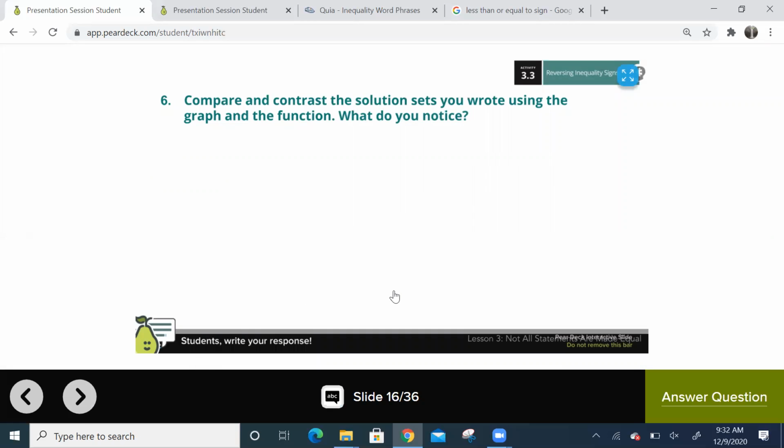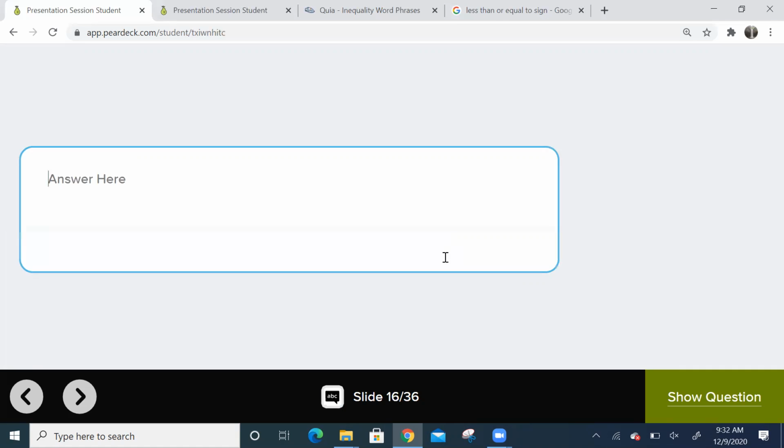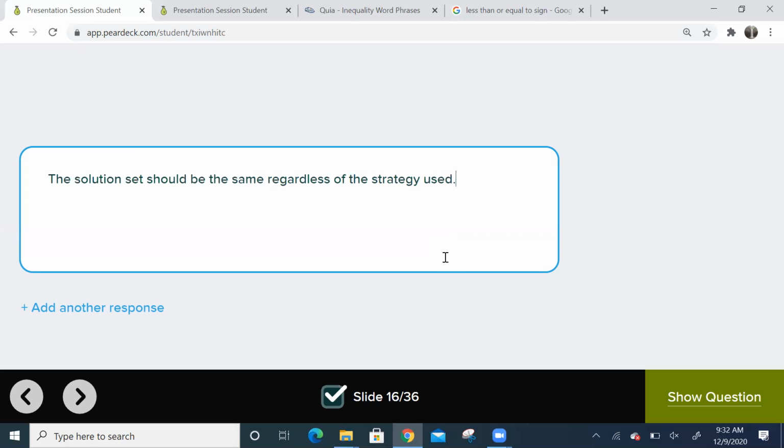So compare and contrast the solution set you wrote using the graph of the function. What do you notice? Well, we got the same answer. So that's the important thing. It doesn't matter what way you use, the graphing or the solving algebraically. So the solution set should be the same, regardless of the strategy used. Okay, so even if you graph it or if you solve it algebraically, it should be the same answer.